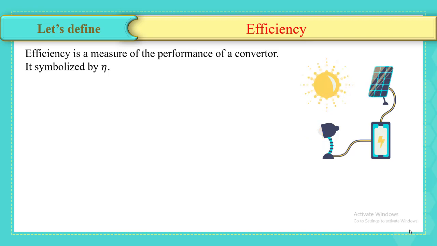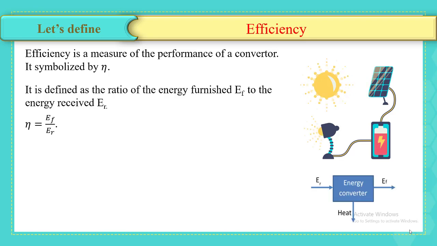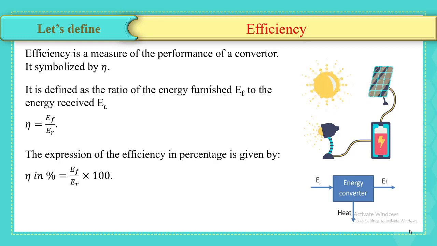The efficiency represents the performance of a converter. In other meaning, if the efficiency is high, it means that the lost energy is low. The expression of the efficiency is defined as the ratio of the energy furnished or produced to the energy received. To find the efficiency in percentage, we have to multiply by 100.